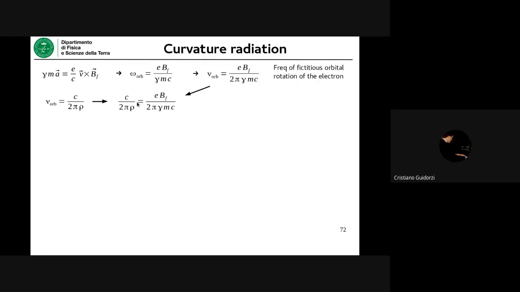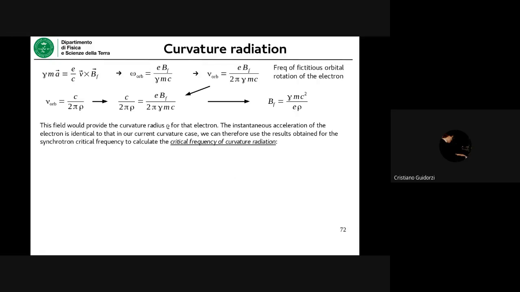So by equating the two, you immediately end up with the value that the fictitious magnetic field has to have in order to give you the acceleration that you want. So you immediately see that the fictitious magnetic field is something like that. Once you know the Lorentz factor of the electron and the curvature radius of the magnetic field lines, you can automatically work it out. Now that you know this, you can exploit everything.